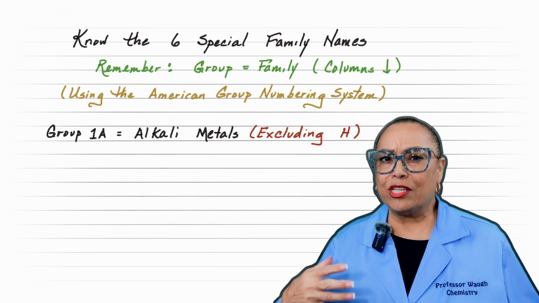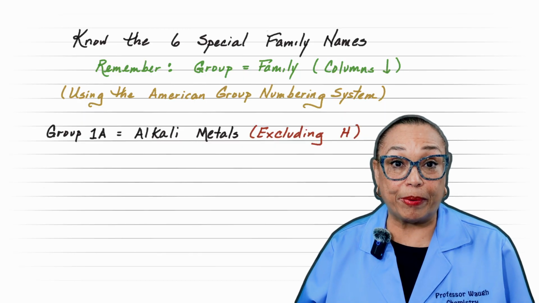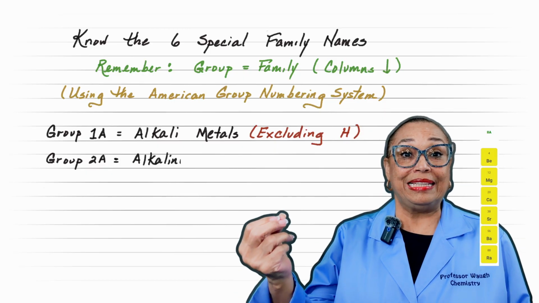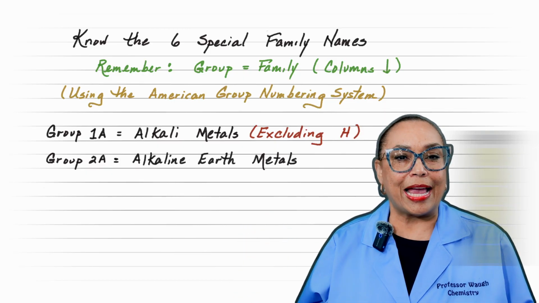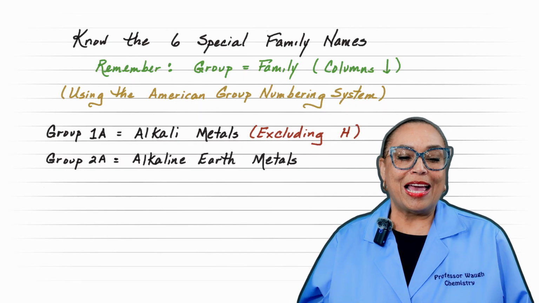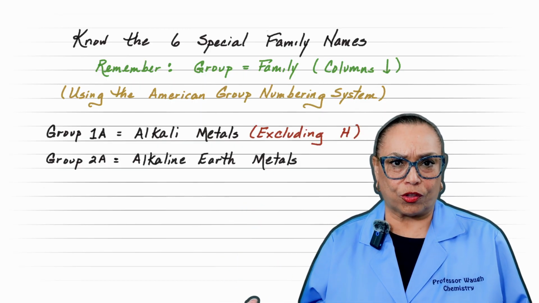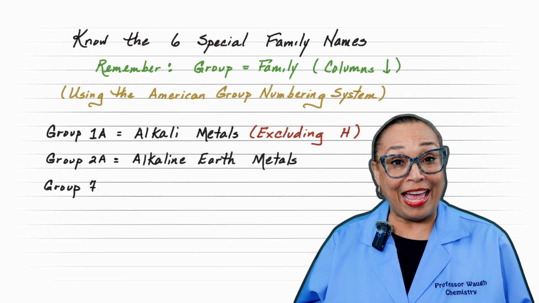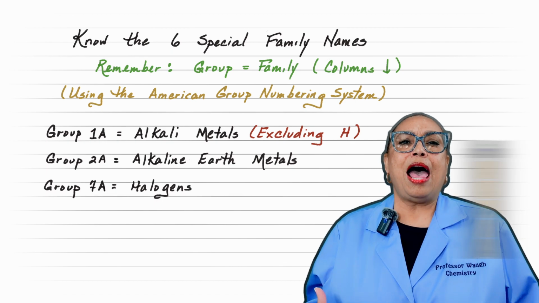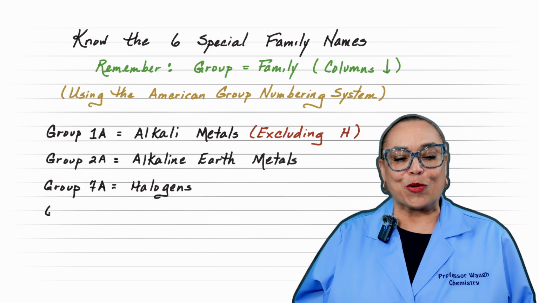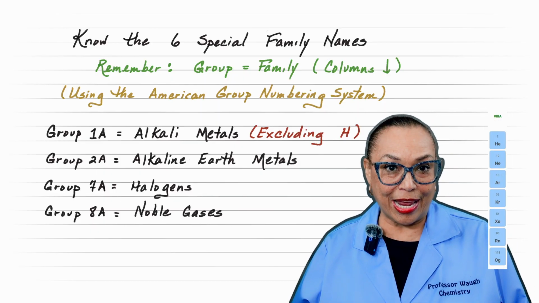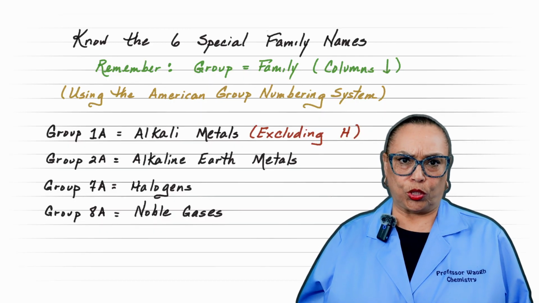Now make your voice and intonation go up and down, because that's how you learn better. When you go to group 2A, that's the alkaline earth metals. I actually do that in class to help students hear me better, and you should do it too as you're studying. Alkaline earth metals. And then group 7A, that's the halogens. Say it with me, halogens. All right, group 8A, those are the noble gases. All right, those inert gases are called the noble gases.